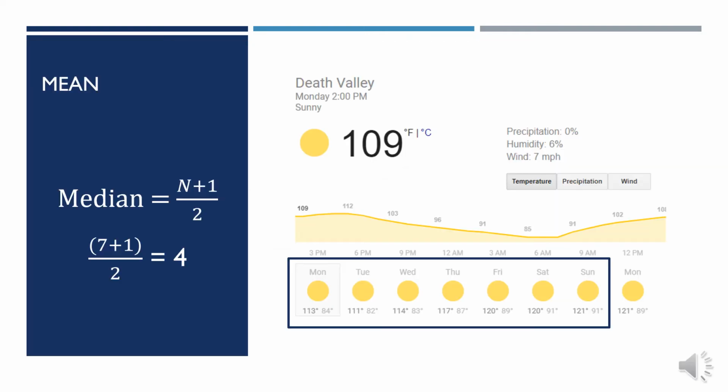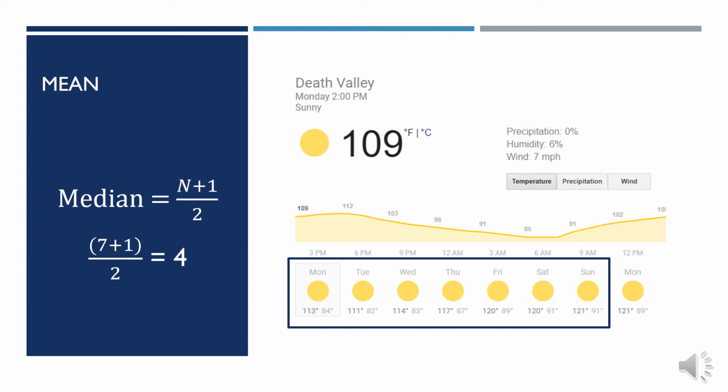Taking the median formula, n plus 1 divided by 2, we are going to plug in our n size from our sample of Death Valley temperatures. We are interested in describing the temperature across 7 days, from Monday to Sunday, thus our sample size is going to be 7. Plugging that into our formula, we get 7 plus 1 divided by 2, which equals 4.